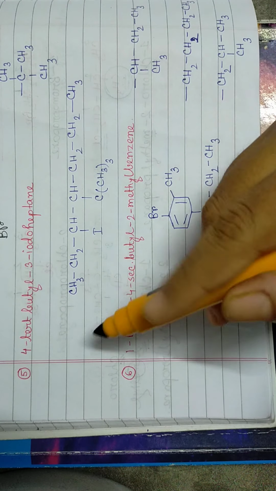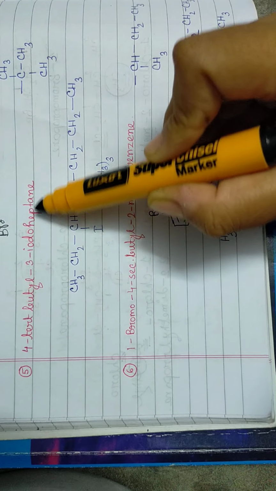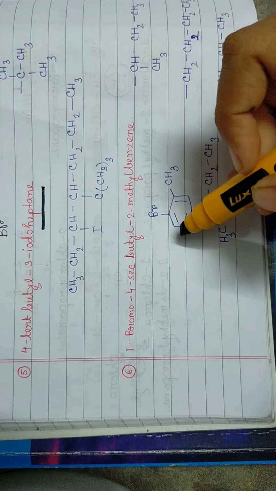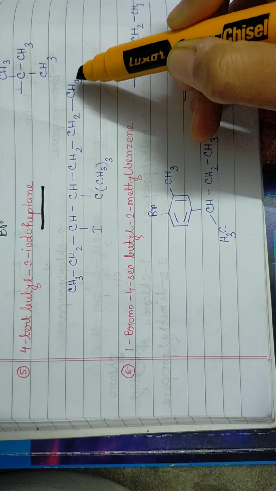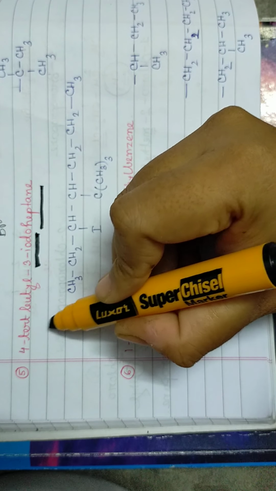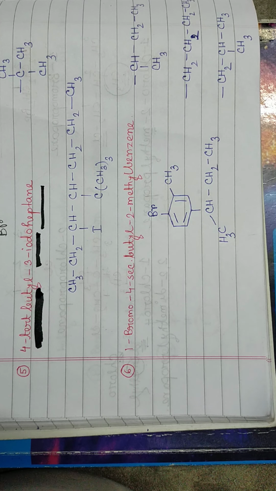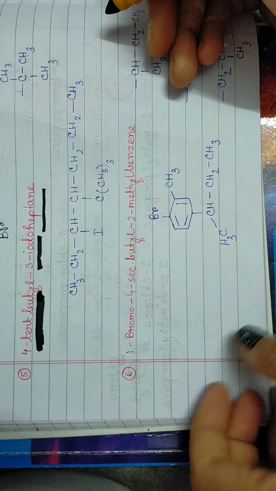First example, the name is given: 4-tert-butyl-3-iodoheptane. So first, heptane is the main chain. There will be 7 carbon atoms in the long chain, and after that there will be iodine in the 3 position, and in the 4th position there will be a tertiary butyl group. So at first let us see what the tertiary butyl group is.